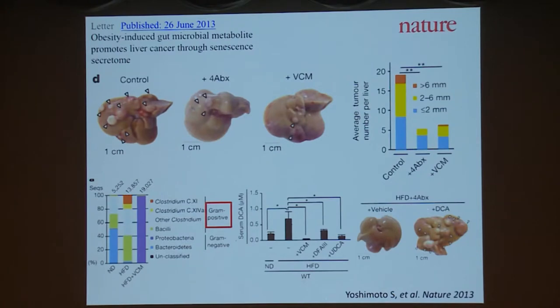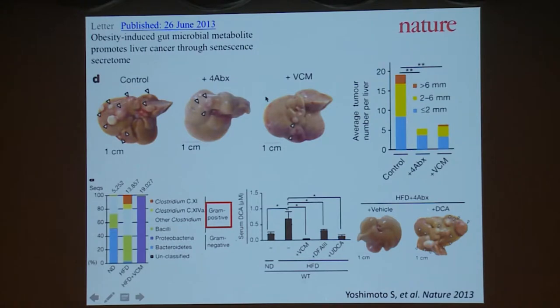Obesity has been recognized as a major risk factor for several cancers. So in this Nature paper, they explored the possibility that intestinal bacteria have key roles in obesity-associated HCC development. Treatment with a well-established oral antibiotic cocktail caused a marked reduction of HCC development. 16S rRNA gene sequencing analysis of the intestinal microbiota revealed that the percentage of gram-positive bacteria was dramatically increased with a high-fat diet. Moreover, treatment with vancomycin, which preferentially targets gram-positive bacteria, alone was sufficient to block HCC development, as shown here.